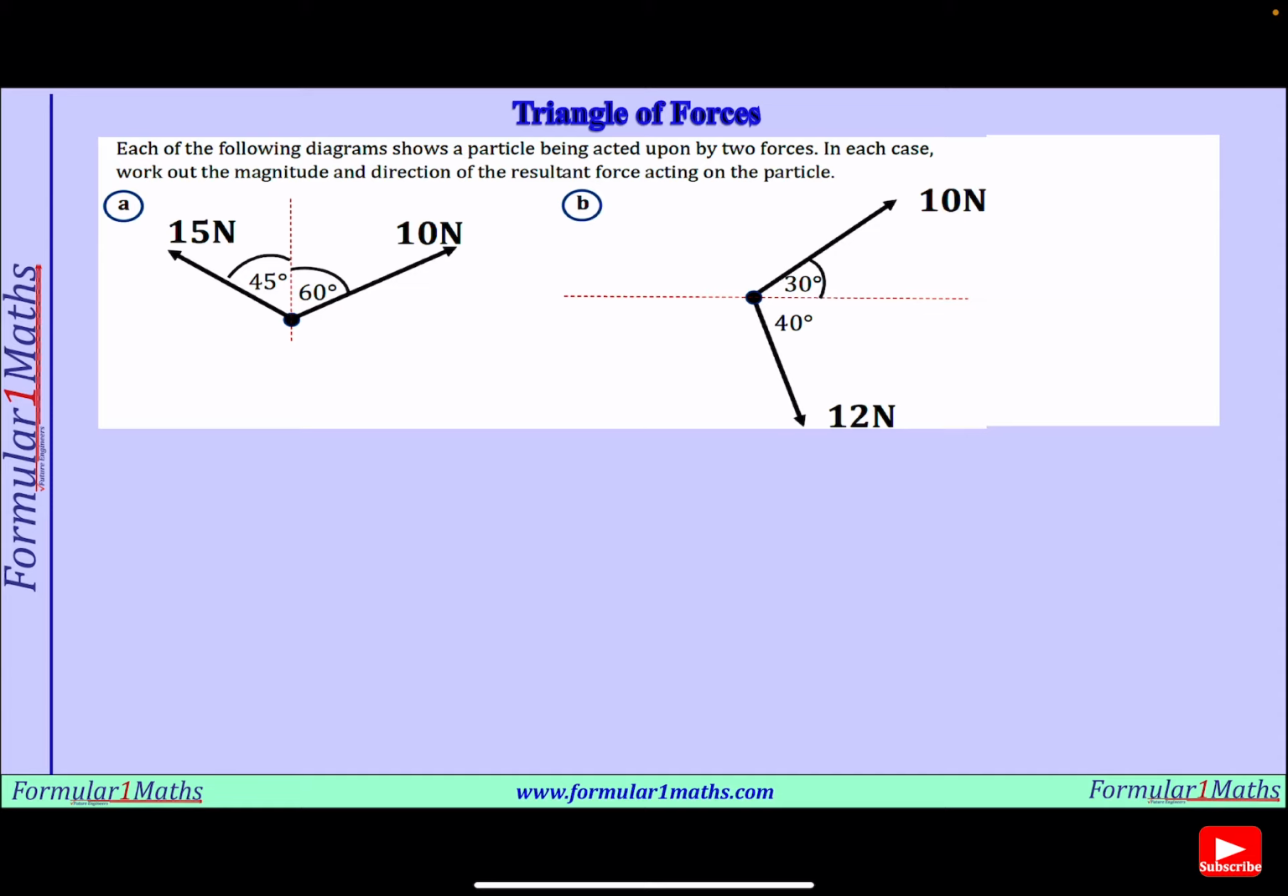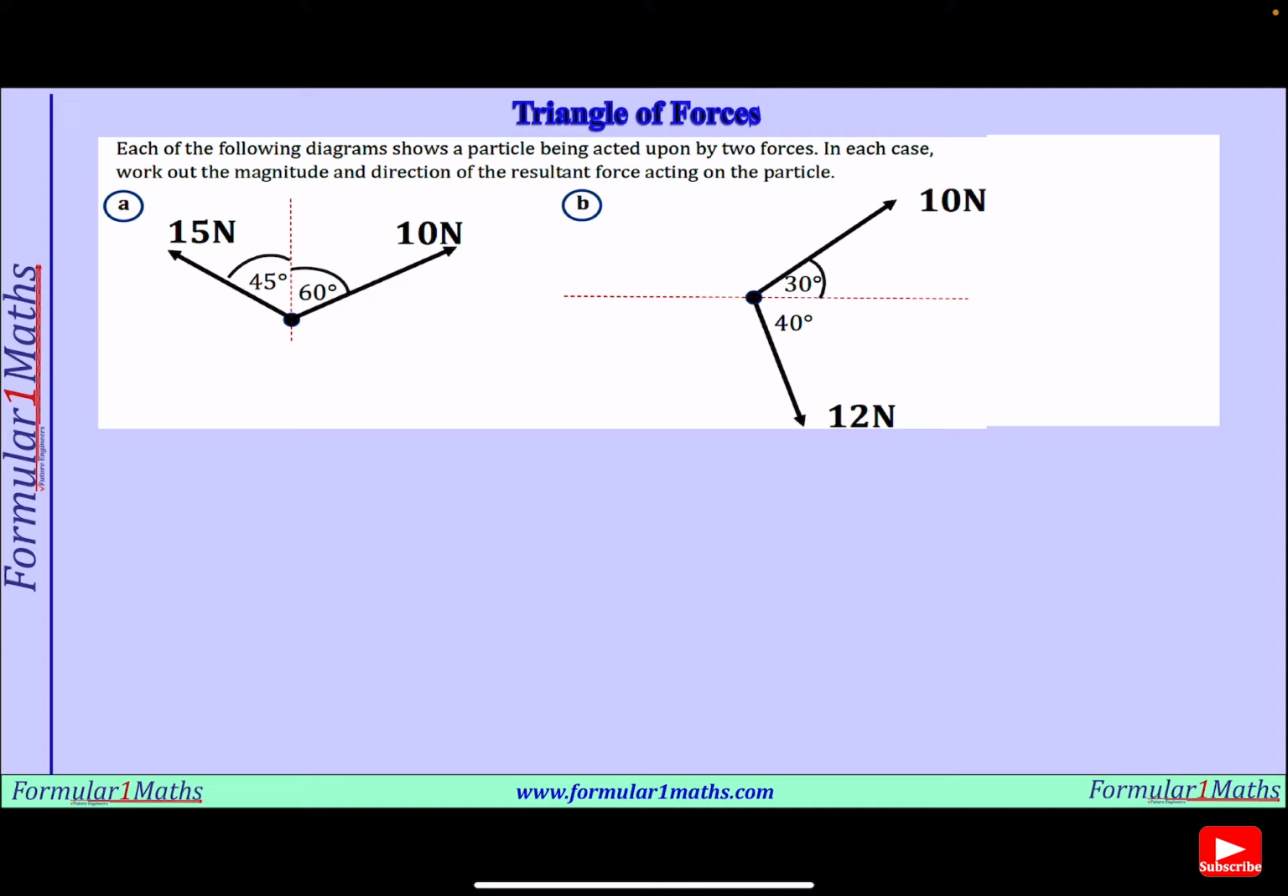You remember that we solved these two questions here using resolution of forces. And I promised to solve them again using triangle of forces. So for those of you who are viewing this now and have not viewed the one on resolution of forces, you might not know what I'm talking about. So it would be a good idea if you go and view the one on resolution of forces.